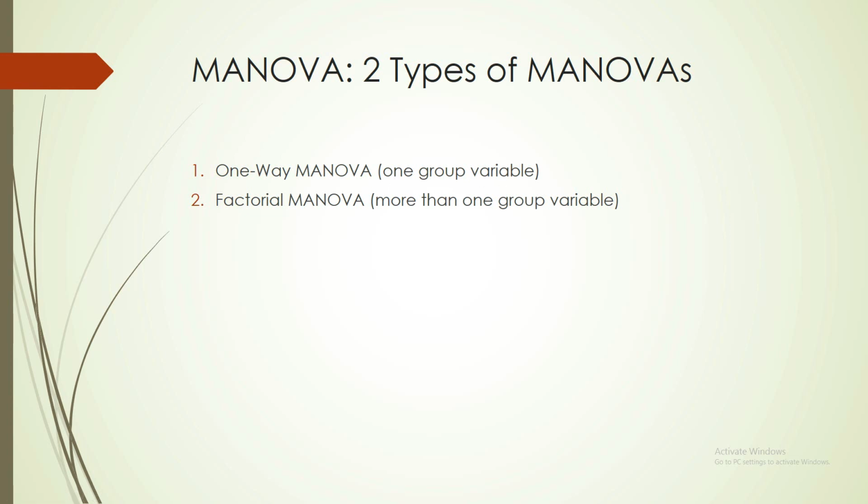Now, let's say if we have more than one group variable, if the individuals of this data set can be classified in more than one way, we need to use a factorial MANOVA method.